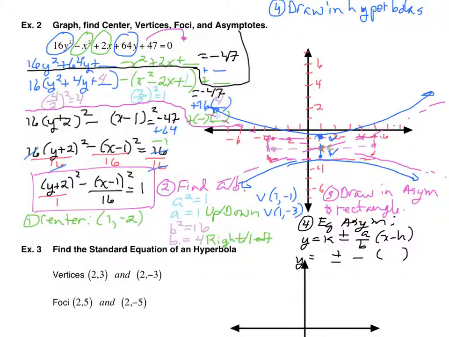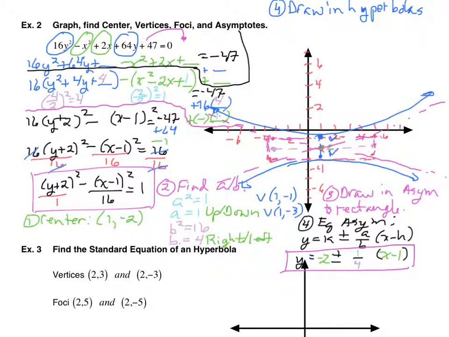So from our center, we know our h and our k. So our k was -2, and our x, right here, x minus 1, goes right over here, x minus 1. And then our a was 1, and then our b was 4. So this is the formula for both asymptotes. And you, of course, would reduce this fraction if you could, but you can't.